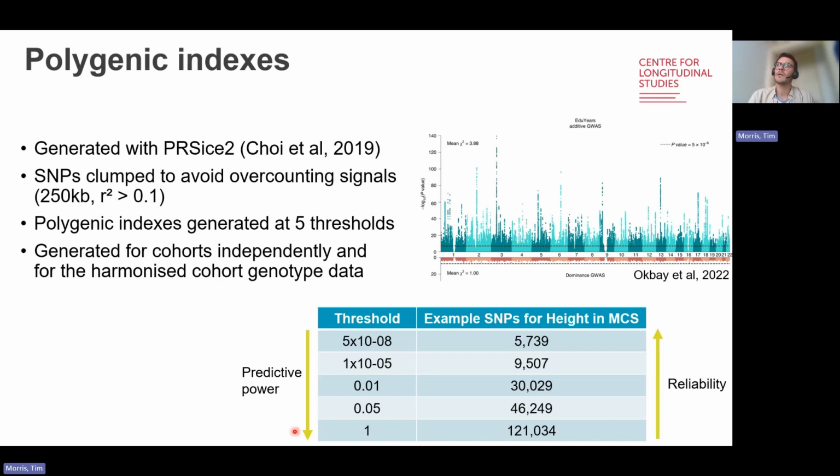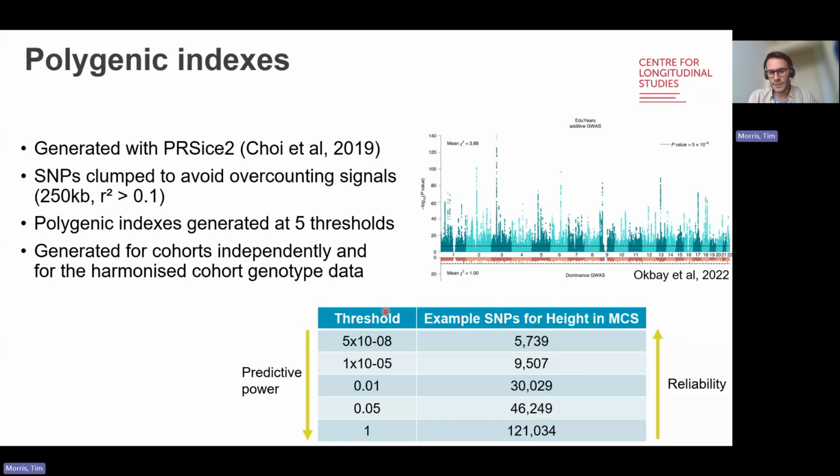So if your goal is purely how well this predicts a trait, you might be more inclined to use more liberal thresholds. The stricter threshold polygenic indexes, you can consider maybe as being more reliable. They're more likely to capture individual SNPs that are more reliably capturing a true causal effect on the phenotype. That's not absolutely always the case, but I think generally it's a good rule.